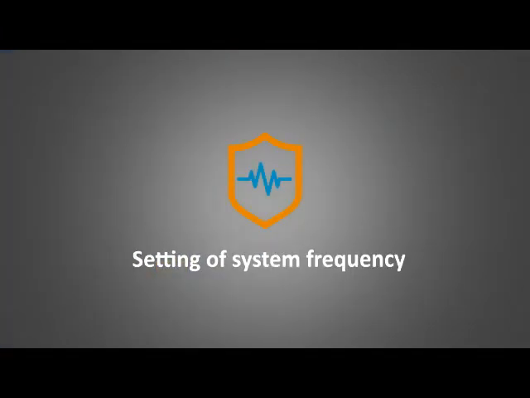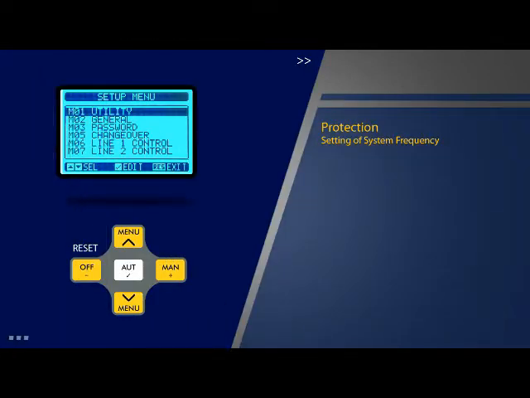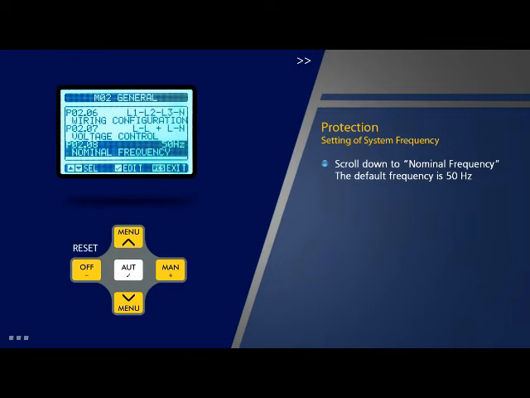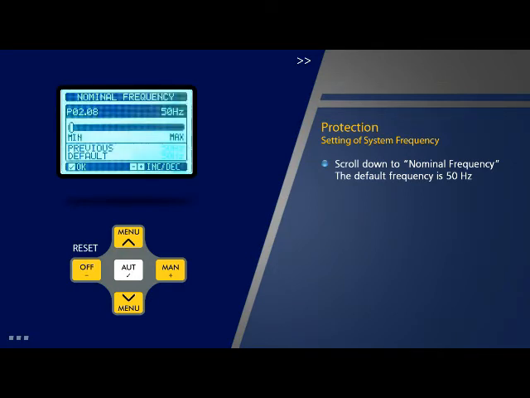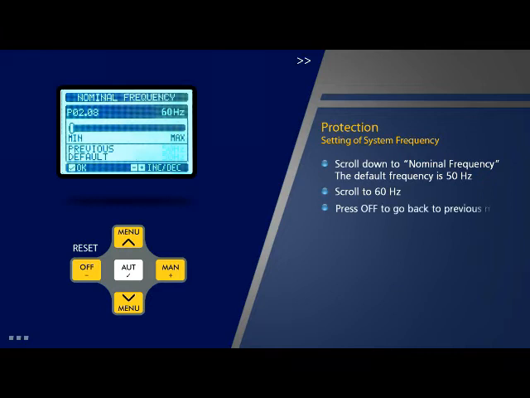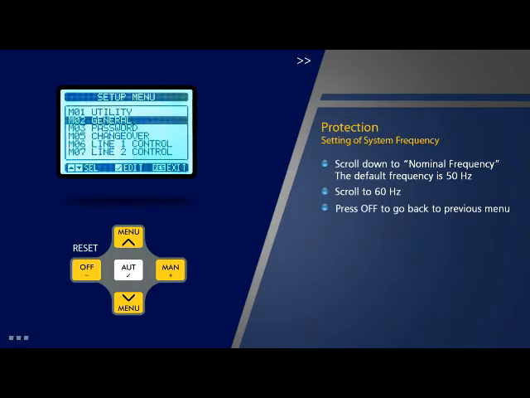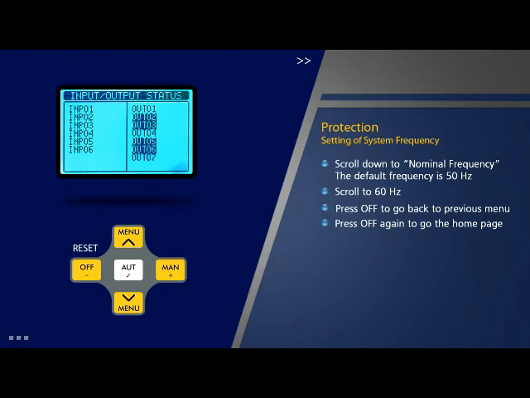Setting up system frequency. Scroll down to parameter 8, which is nominal frequency, on General page and press OK. The default frequency is 50 Hz. Scroll to change the value to 60 Hz and press OK. Now 60 Hz is the new default frequency. Press off to go back to previous menu. Press off again to go to the home page.